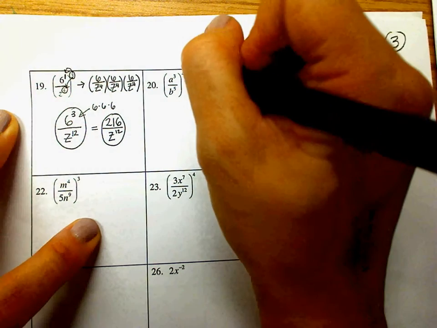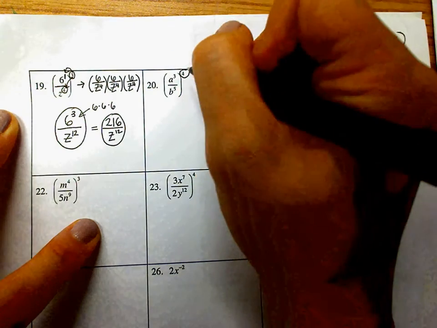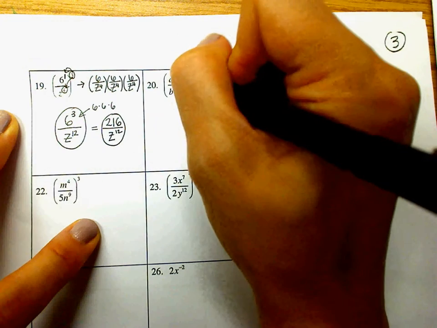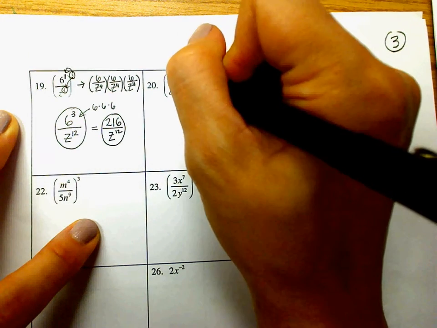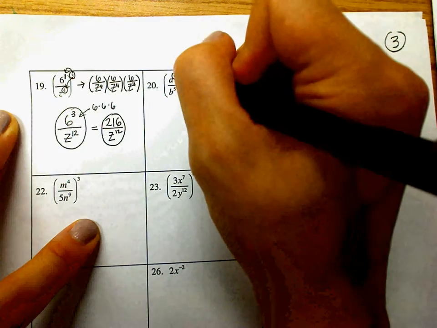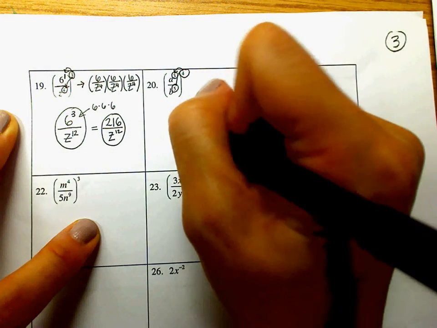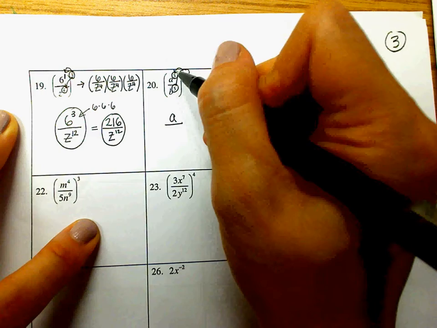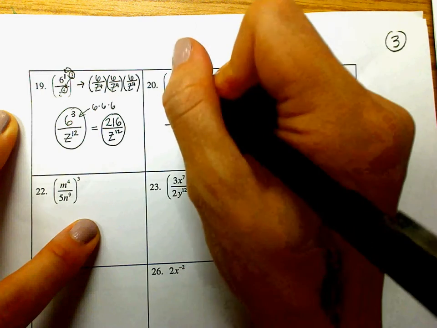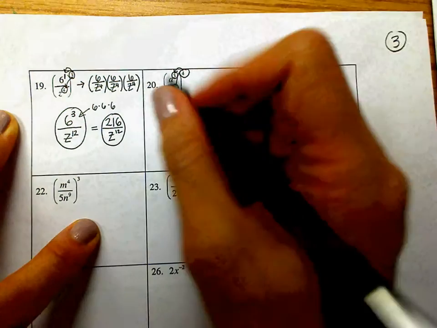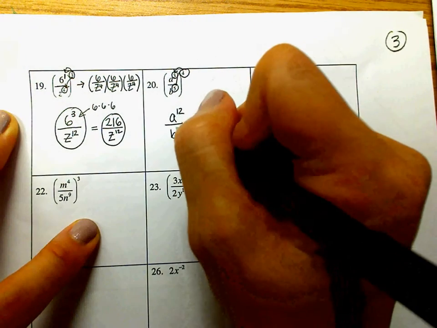So we have this 4 on the outside here, which means you're going to multiply this by itself 4 times. That's the same as just distributing it to the 3 and also to the 5. So on top, this a to the third becomes a to the 12th because this 3 multiplies with the 4. And this b to the 5th becomes b to the 20th because 5 times 4 is 20.